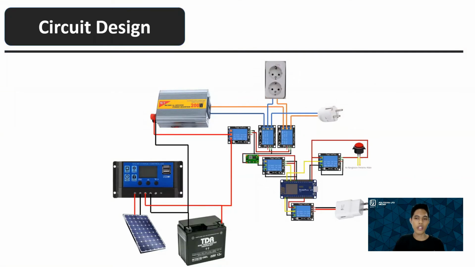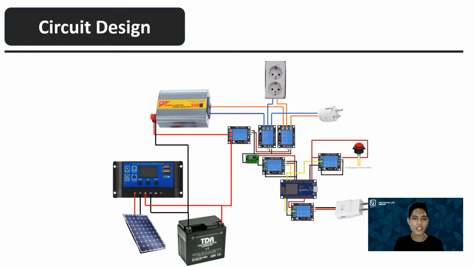Okay, next, this is the circuit diagram. This diagram uses 6 relays and 1 button. Also this is the smartphone charging, and this is for detection of electricity when the electricity is down. And also the inverter, which is used to generate 220 volt from this 12-volt battery.